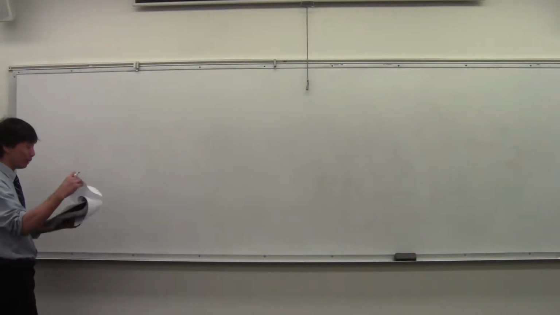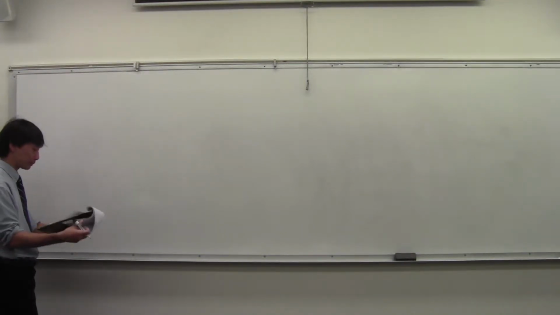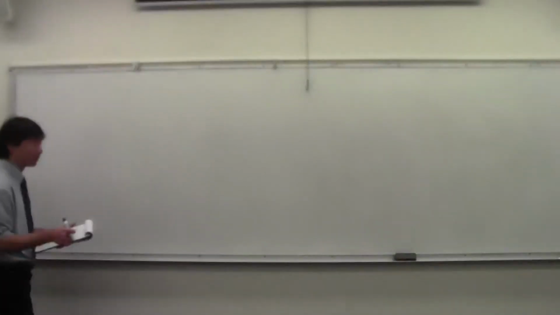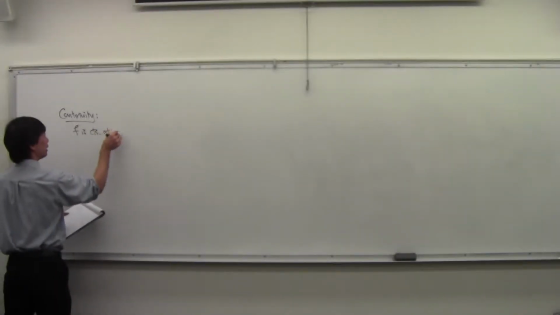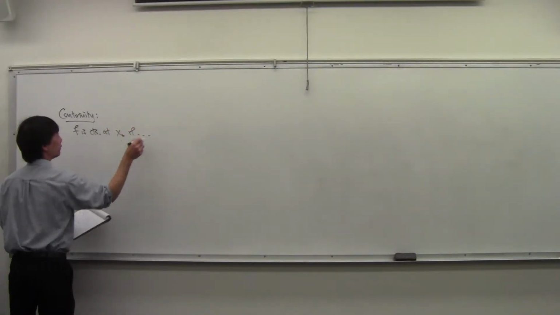Okay, so remember what we're talking about, right? We're talking about continuity, and we gave two definitions. Can somebody give one of them? All right, go ahead. F is continuous at some point x naught if something happens, right?